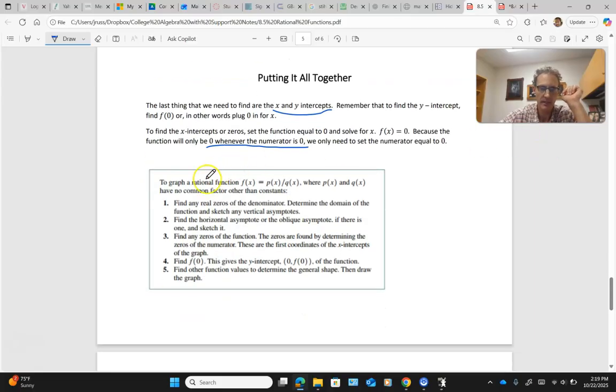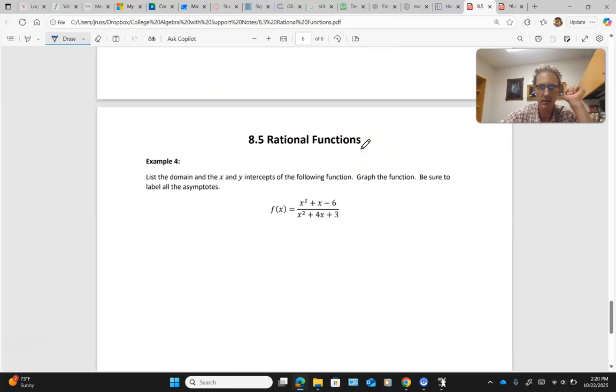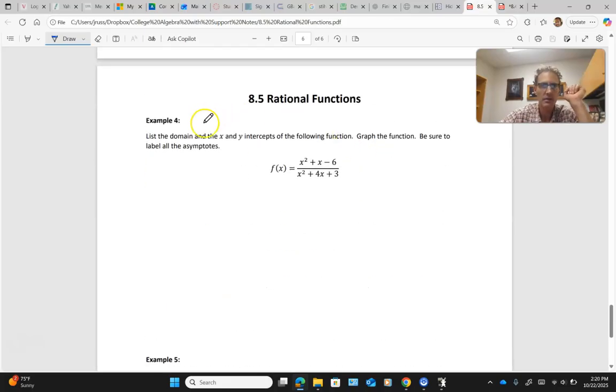All right, and then this is just a 5-step process to kind of go through that. So let's take a look at a couple examples. Example 4: we want to list the domain, the x and the y-intercepts of the function, and we want to graph it. It says be sure to label all asymptotes, so we're going to need to find those asymptotes as well.